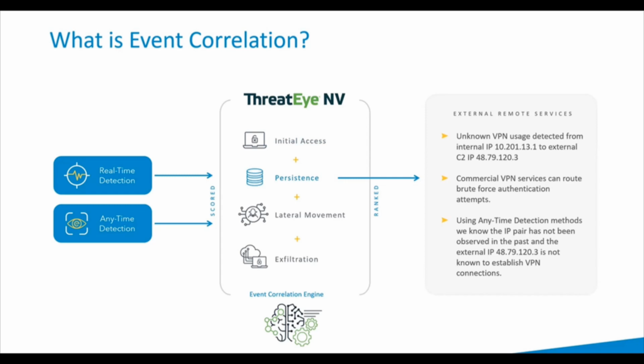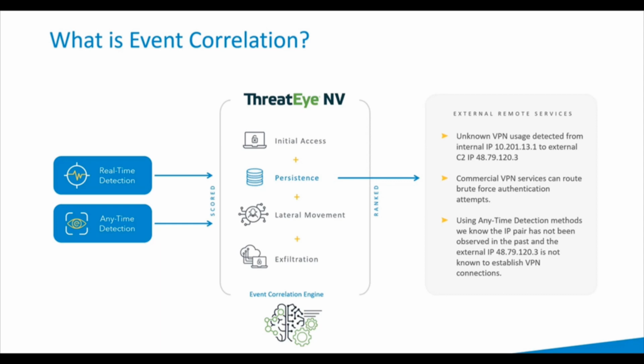Okay, so moving on with this use case. What does the persistence finding look like? Well, once the malicious binary was downloaded and executed to the C2, we started seeing unknown VPN usage detected from internal IP to that external C2. Again, it's a VPN we've never seen before. It's an IP relationship we've never seen before.